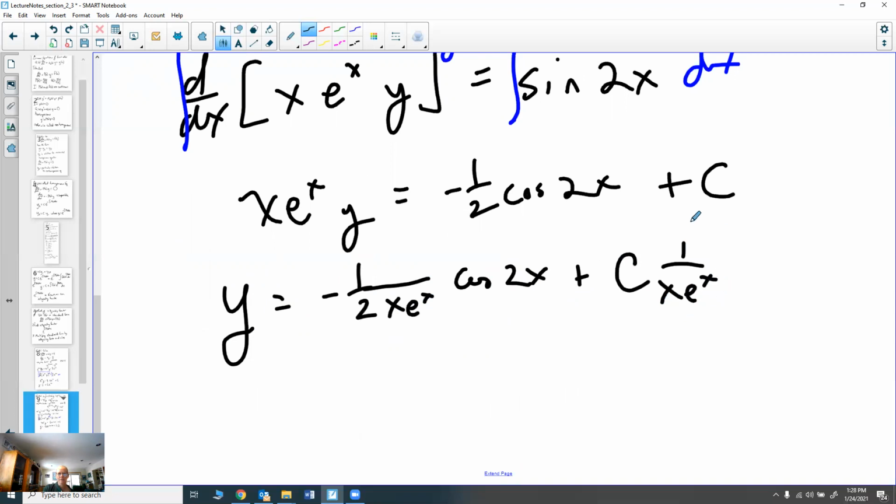Some people like to bring the e to the x to the top and make it e to the negative x. That's up to you. But there's your solution to this linear equation. And that's all there is.